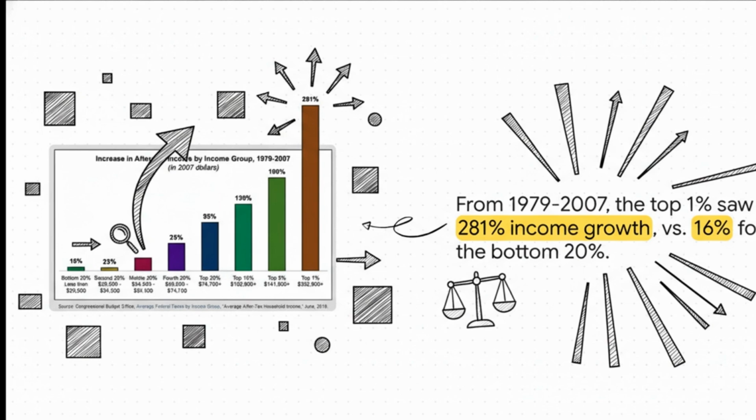Look at that bar on the far right. That's the top 1%. Their income shot up by 281%. Now compare that to the bar on the far left, the bottom 20%. They saw a 16% increase. The bar graph just makes that difference so visually powerful.